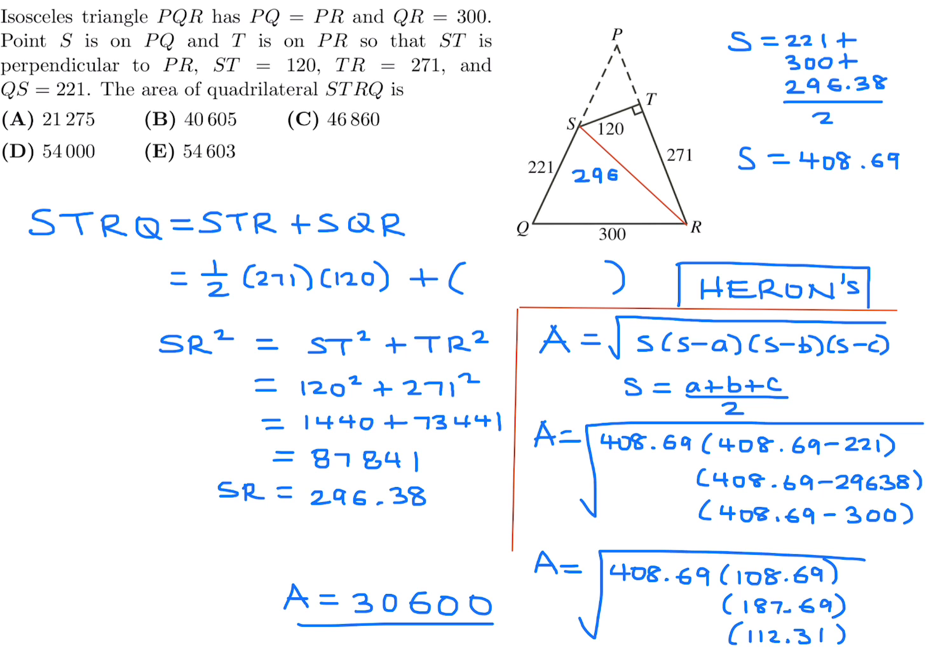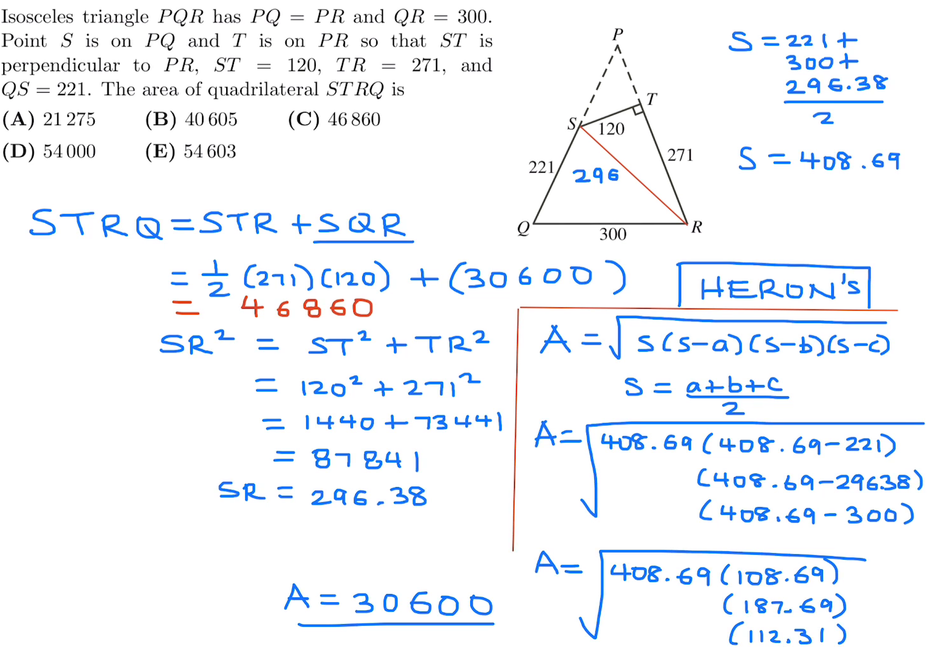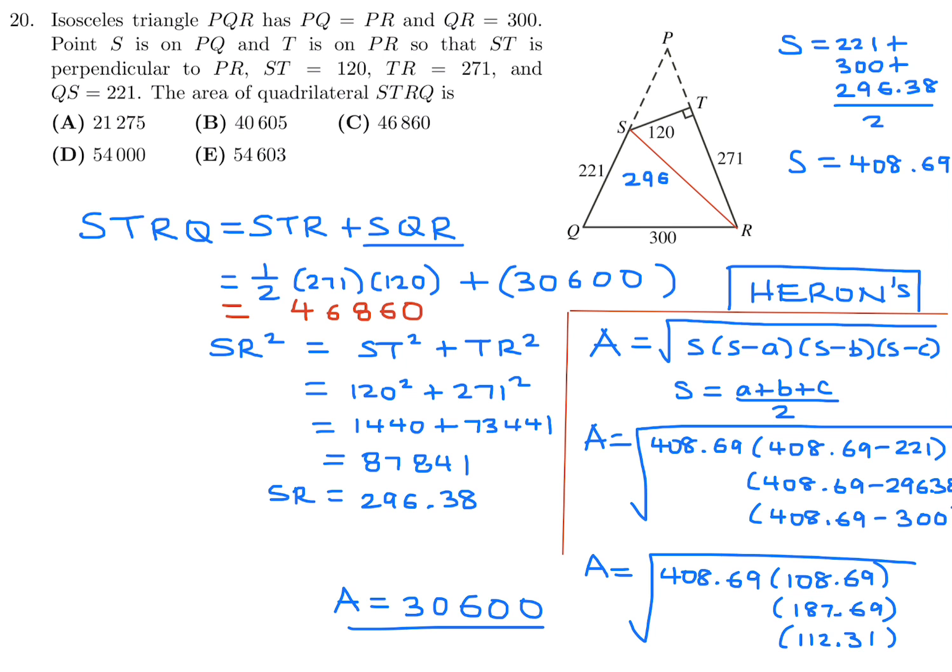All right, well, this was SQR, so plug it in, 30600. And therefore, when you do this, you will get a total of 46860. And therefore, number 20, the answer is C.